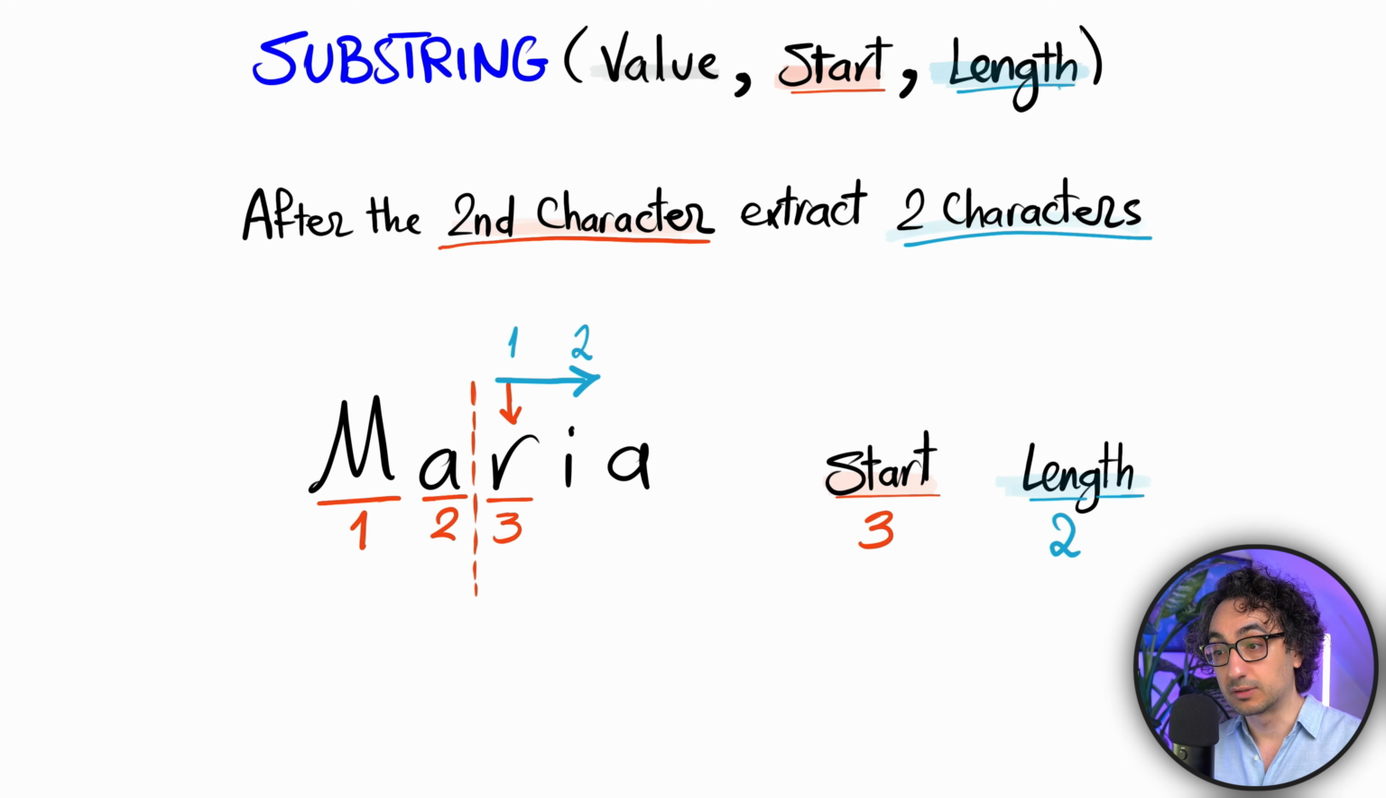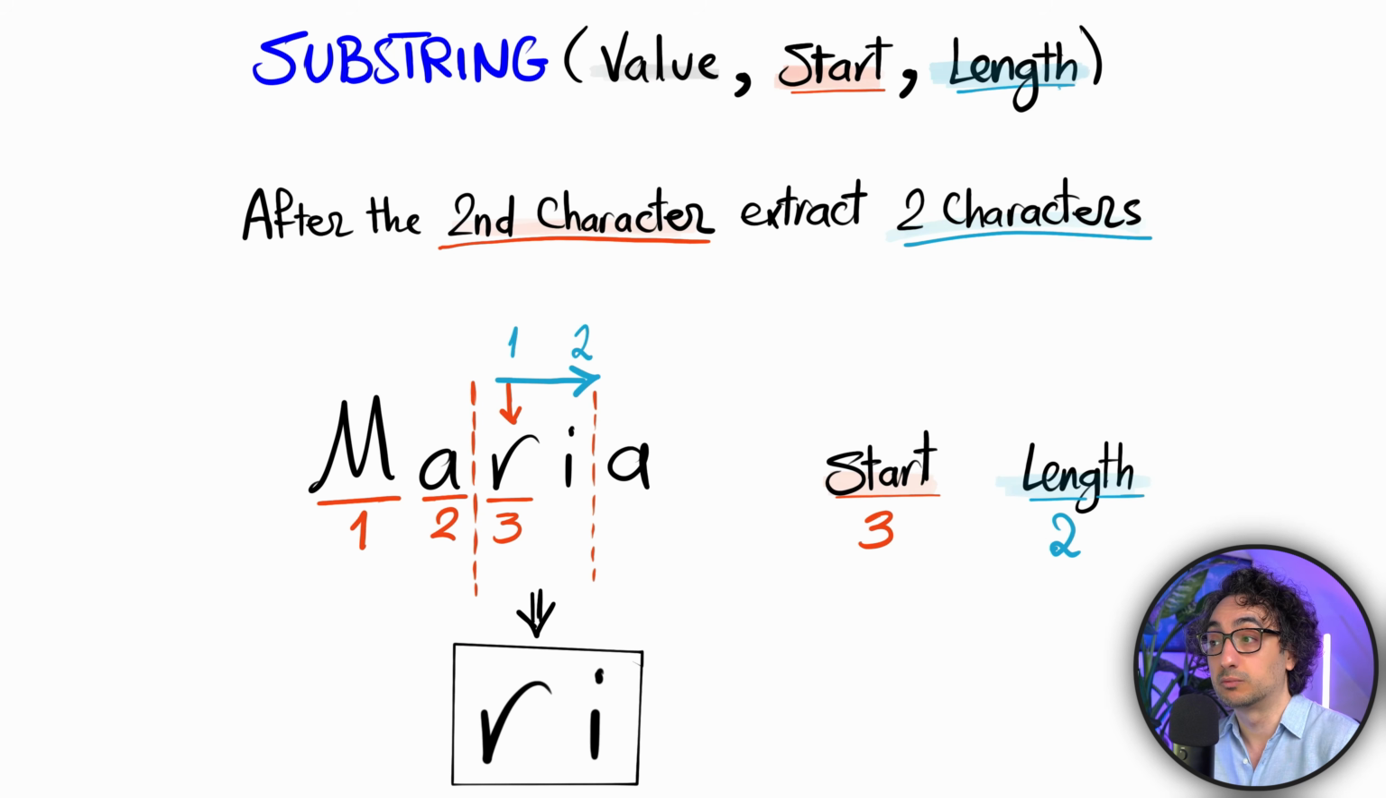If you give this to SQL, Maria, starting position 3 and the length 2, SQL is gonna go and extract the 2 characters, the R, I. And this is exactly what we want. We want 2 characters after the second position, the second character. So with that, we didn't extract something from the left or from the right. We extracted at a specific position, and this is exactly why we need the substring.